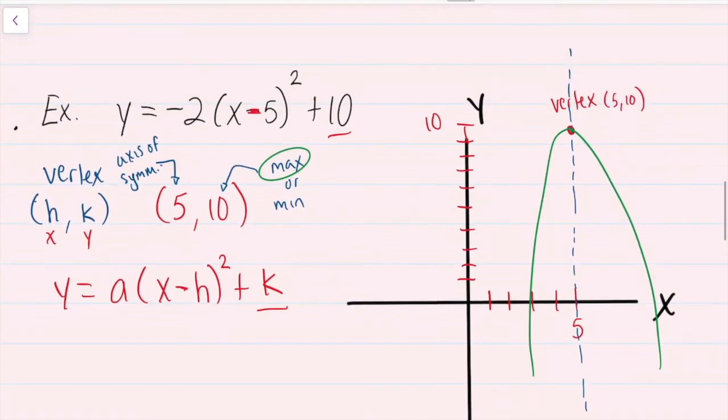And that's basically how to graph these points, guys. Finding the vertex in vertex form tells us very easily how to get started, and Desmos can do the rest. And this is how you do it.